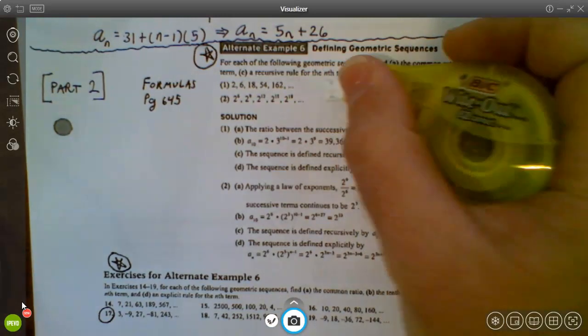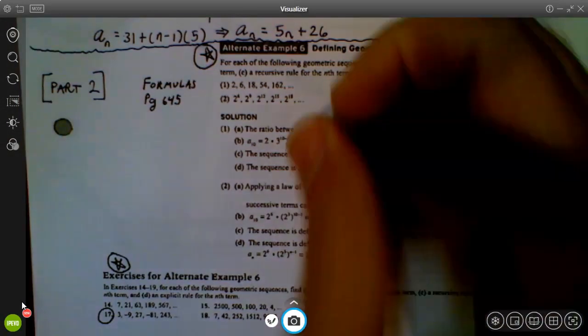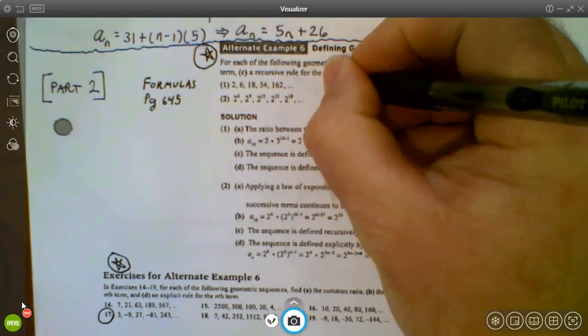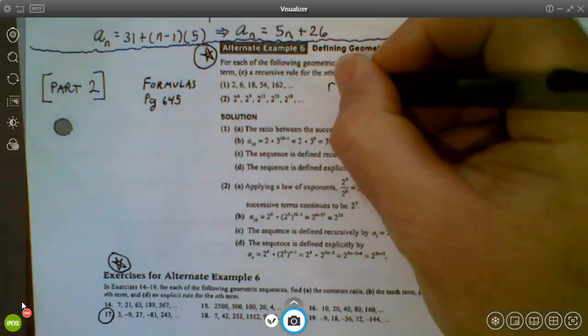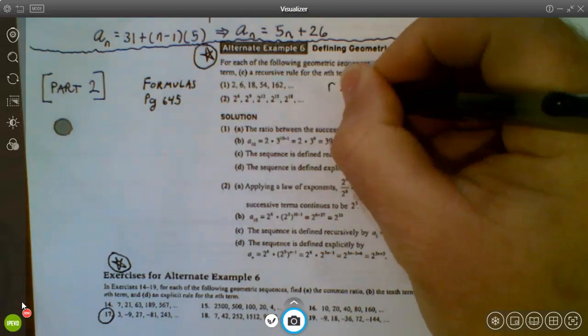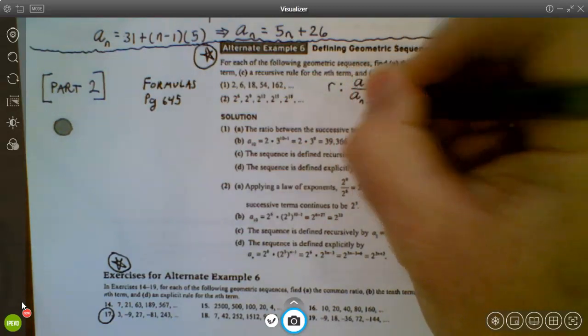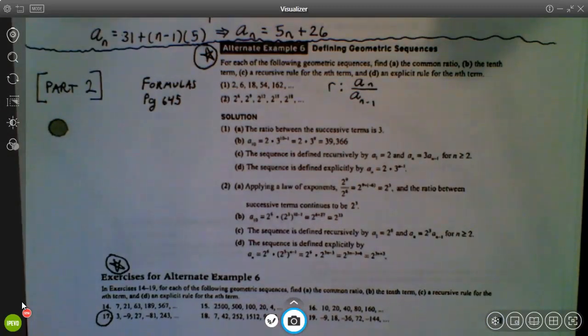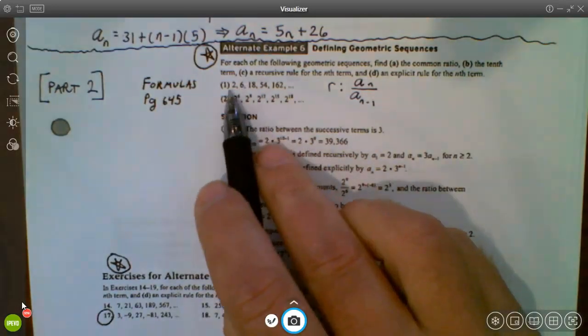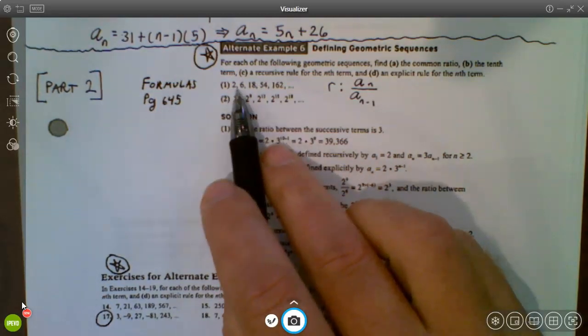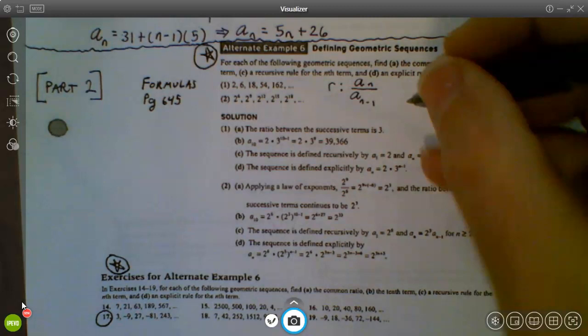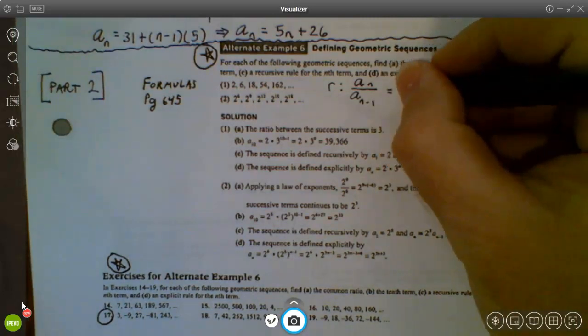So in order to get my common ratio, which is r, I can simply take any term and divide it by the previous term in order to figure out that common ratio, right? So in this case, I could take 6 divided by 2. That would tell me my common ratio is 3. And that would work for any 2 consecutive terms, right? So in this case, we can see that it's 3.